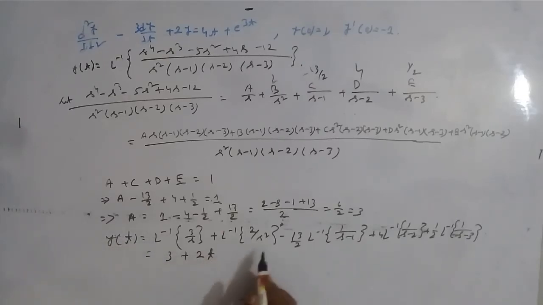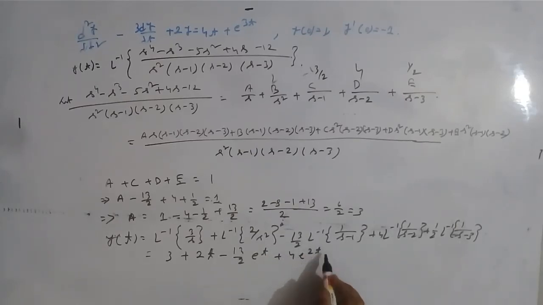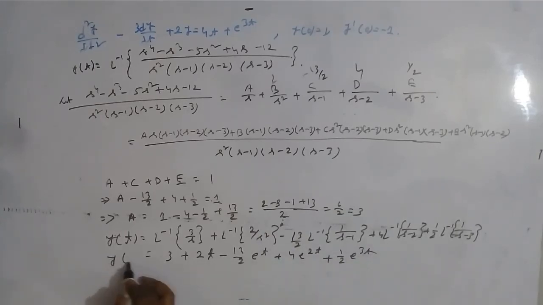So 2t plus minus 13 by 2 e to the power t, L inverse of 1 by s minus 1 will be e to the power t, plus 4 e to the power 2t plus half into e to the power 3t. So y(t) equal to 3 plus 2t minus 13 by 2 e to the power t plus 4 e to the power 2t plus half e to the power 3t. So this is our required solution of the given ODE.